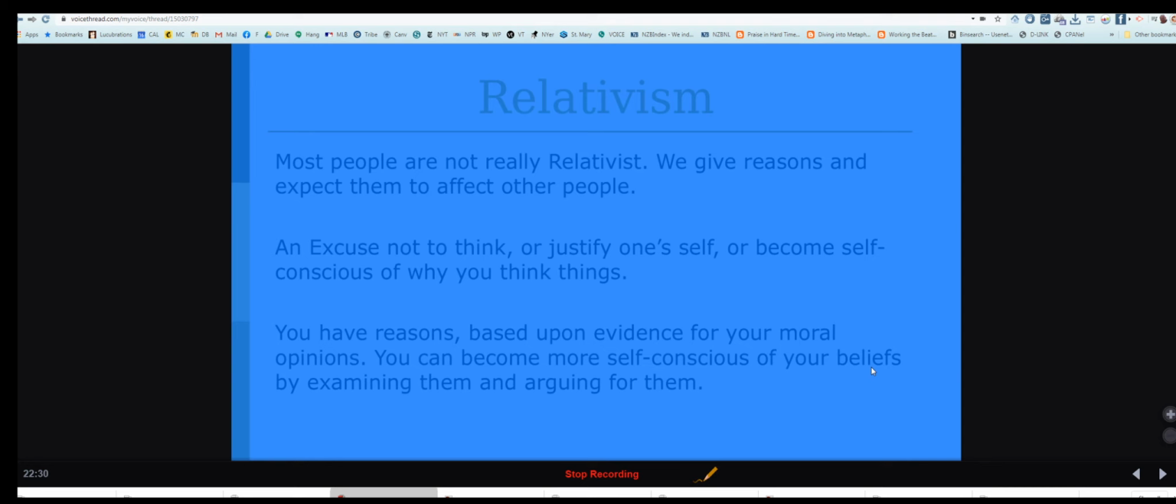So we want you to think. We're not going to allow you easy outs by just saying, this is my opinion, or everybody can have their own point of view, and I don't have to think about what they think or ask why their intuitions or evidence applies to me. So you have reasons that are based upon intuitions and feelings and examples, and you can become more self-conscious of your beliefs by examining them and arguing for them. That's the point of the course. That's what you'll be evaluated in the course for.